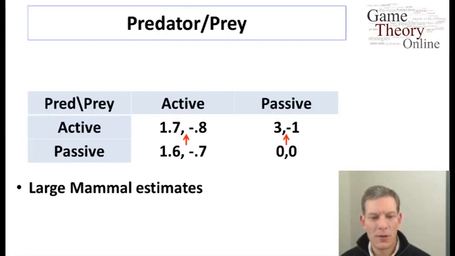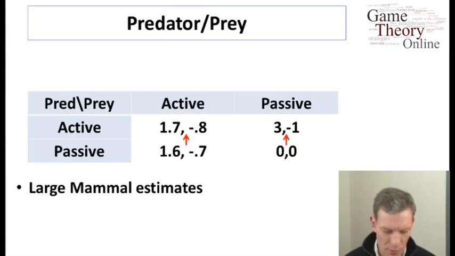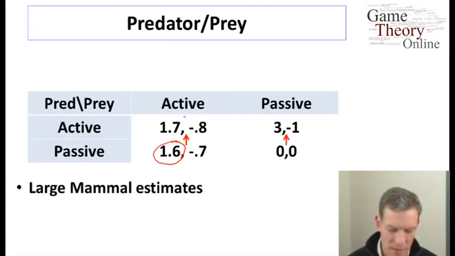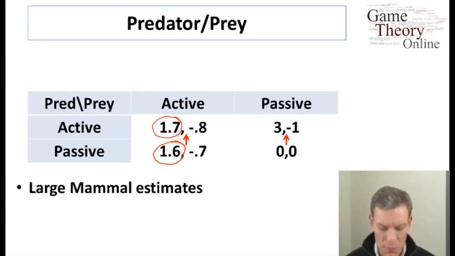The predator here, if we look at whether they're passive or active, we end up seeing that if they're passive and the prey is active, they get 1.6, whereas if they're active and the prey is active, then they get 1.7. Right? So we've got 1.6 if they're passive and the prey is active, whereas they get 1.7 if they're active and the prey is active. So obviously it's better for them if they expected the prey to be active.